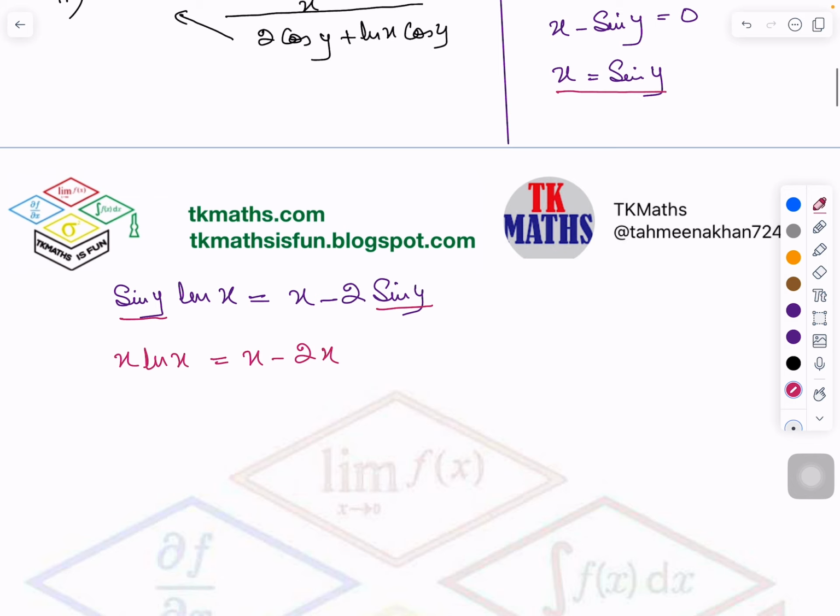many times you will see there are questions in which you have to use the original equation again. So always do so. x minus 2x is minus x. I'm bringing it to this side. Okay, now x is a common factor. I will take it out.